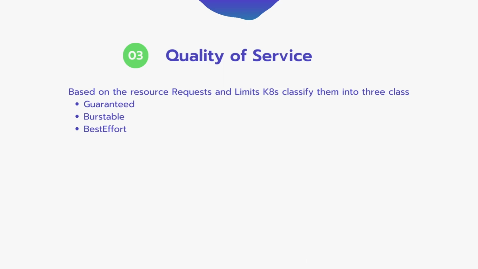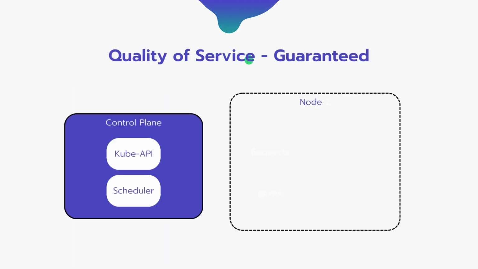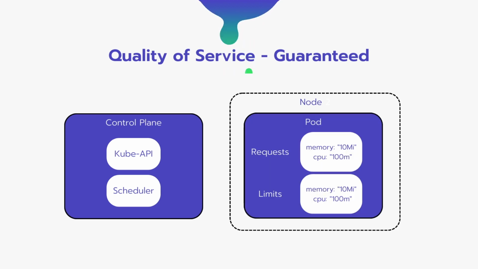Based on the requests and limits of a pod, Kubernetes will classify it as one of the following quality of service classes: guaranteed, burstable, or best effort. Let us see them one by one. So the first is the guaranteed class. To understand this, let's say that we have a control plane and a node, and within the node, a pod is deployed with the specification as shown. As you can see, the request and limit are equal.